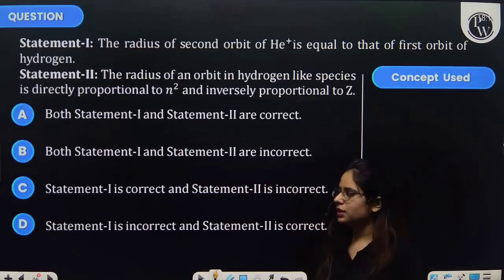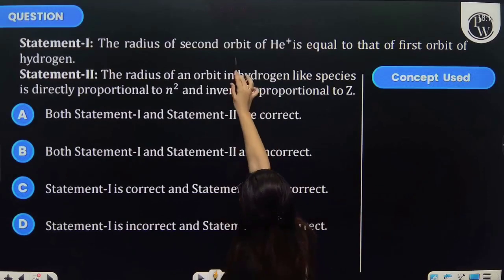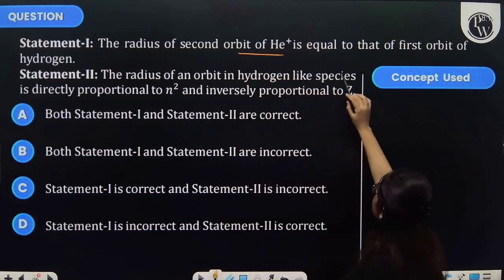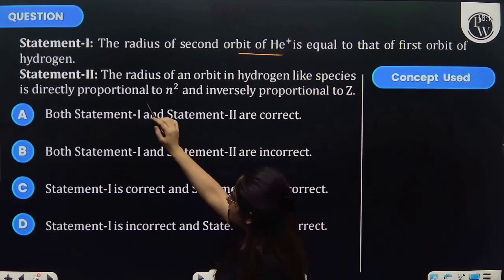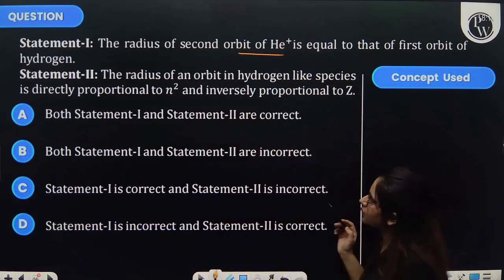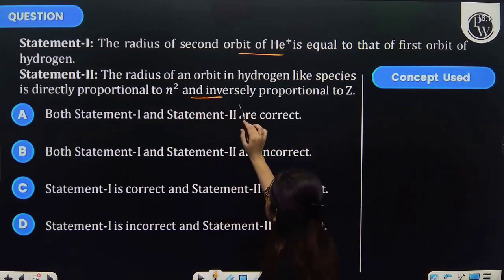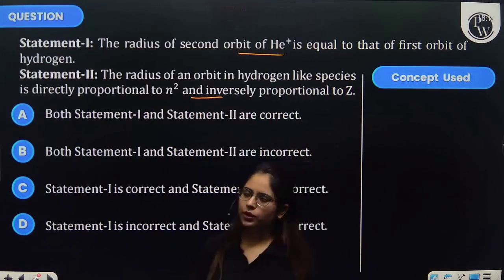Let's see this question. The question says that statement 1: the radius of the second orbit of He plus is equal to that of the first orbit of hydrogen. Then statement 2: the radius of an orbit in hydrogen-like species is directly proportional to n square and inversely proportional to Z. Now you have to tell whether these statements are correct or incorrect.